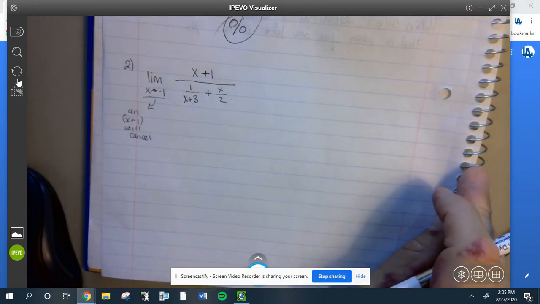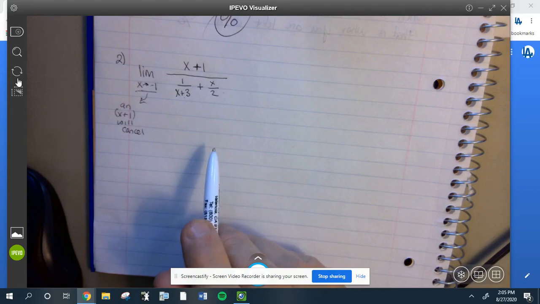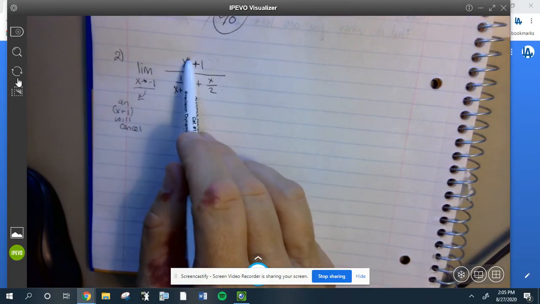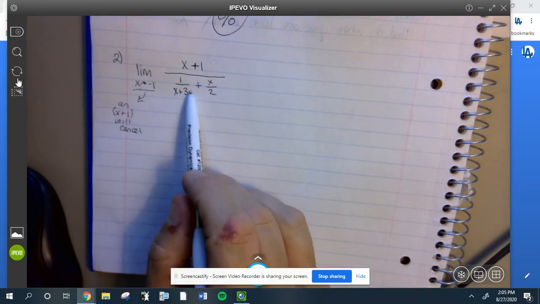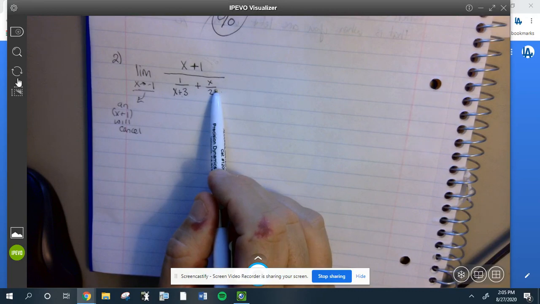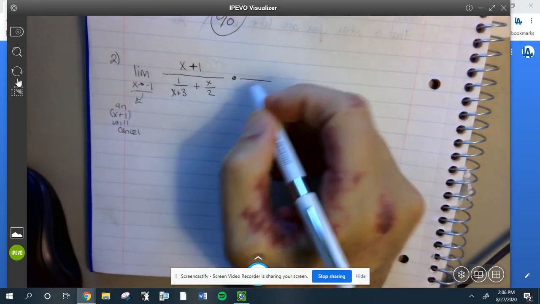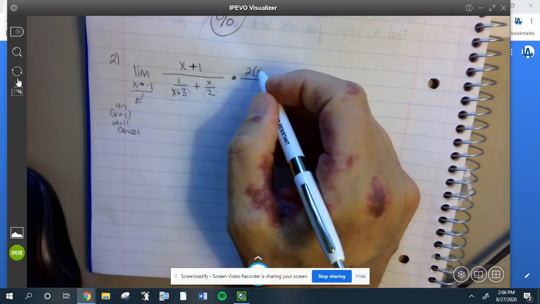So to simplify this complex fraction, there's a couple of ways. The easiest way is to look at the denominators. This top part, the numerator, has no denominator. The bottom part has two fractions with two denominators, 2 and x plus 3. So you multiply the entire fraction, top and bottom, by the common denominator of 2 times x plus 3.